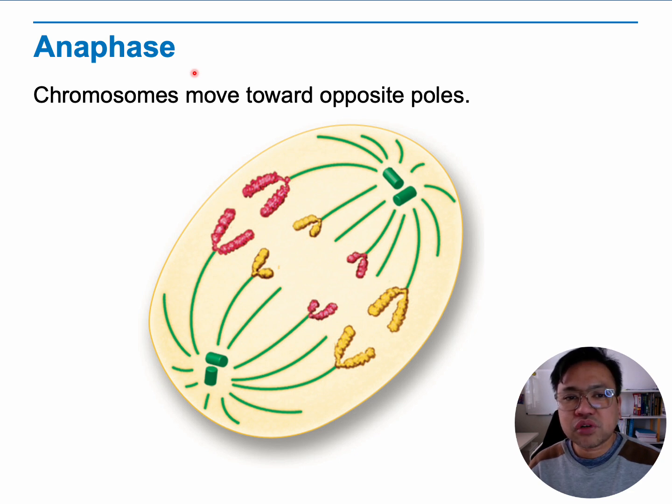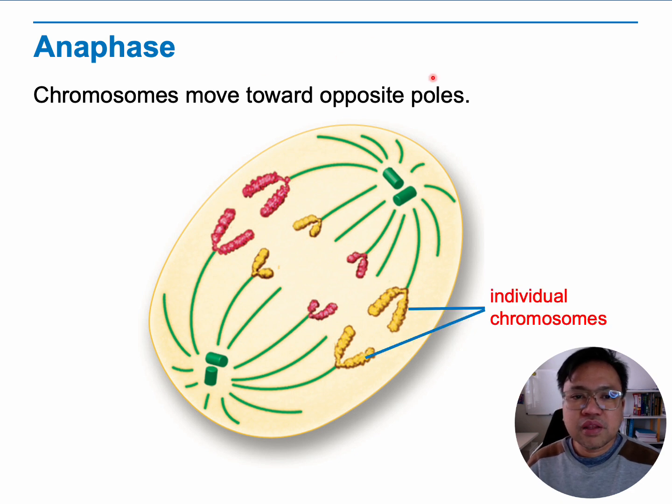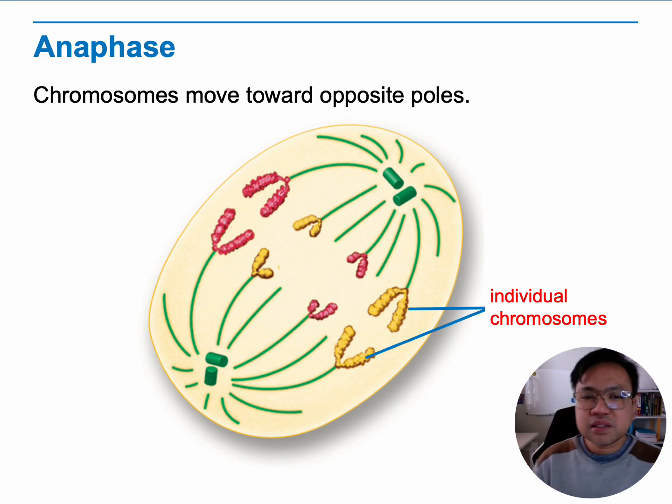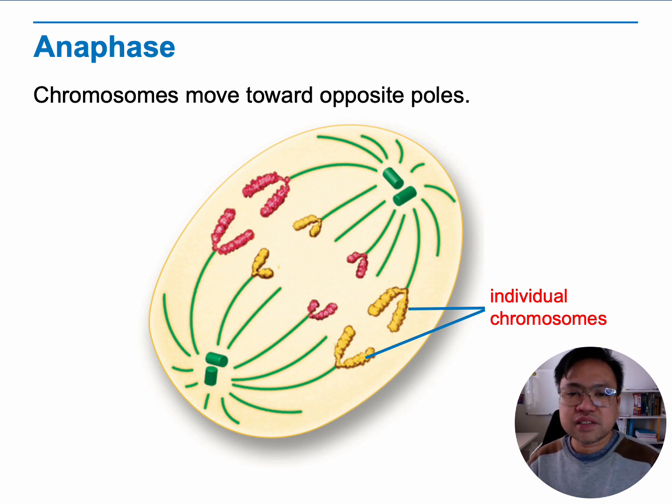At this point, each chromatid is now considered an individual chromosome. The movement of these chromosomes is facilitated by the spindle fibers, which pull them toward opposite ends of the cell. This ensures that each new daughter cell will receive an identical set of chromosomes, maintaining the genetic integrity of the organism. Let us consider the importance of this step. Anaphase is a critical phase in mitosis, as it sets the stage for the final separation of the cell into two genetically identical daughter cells.